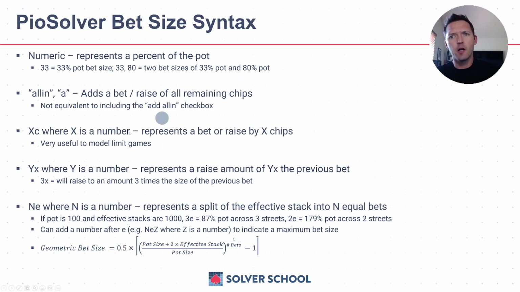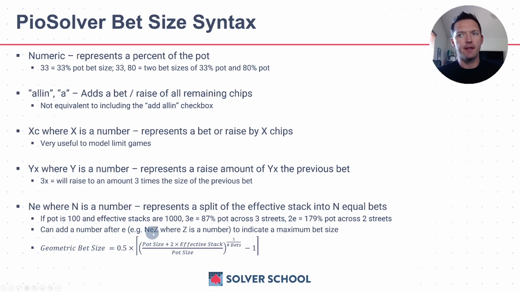So I have this example here on the slides. If the pot is 100 and the effective stacks are 1,000, and I wanted to split the remaining bets into 3 equal bet sizes as it relates to the size of the pot, that would equal 3 separate 87% pot bets. If I wanted to do it over 2 bet sizes over the remaining 2 streets, it would be 179% pot across those 2 streets. Again, it helps make sure that you are keeping consistent sizings as it relates to the overall size of the pot. Now, with this formatting, you can also add a number after the E.